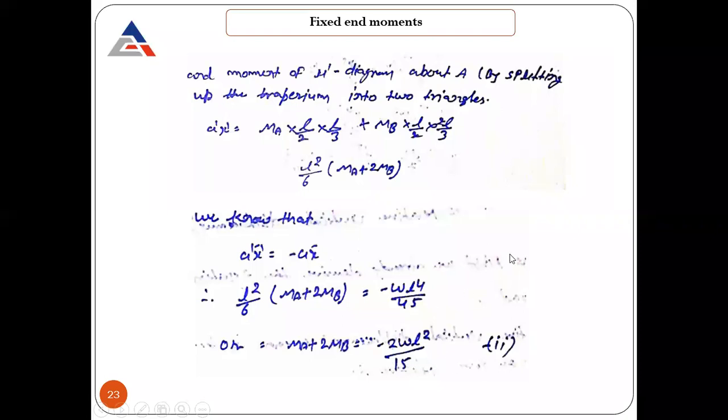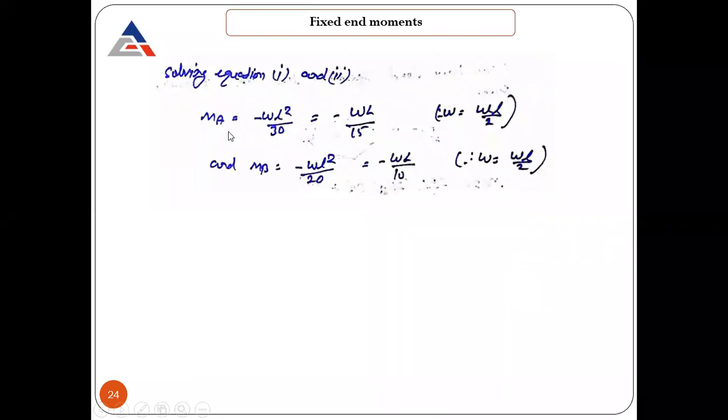Equations 1 and 2 we have. Solve the equations. MA is equal to minus WL square by 30, or you can take the complete, means W is equal to WL square by 2. So that's how you can take. These are the values. So this is the moment MA, which is a fixed end moment in case of UVL.